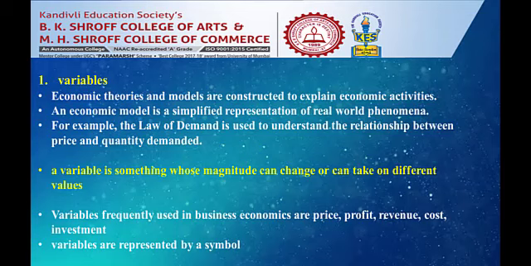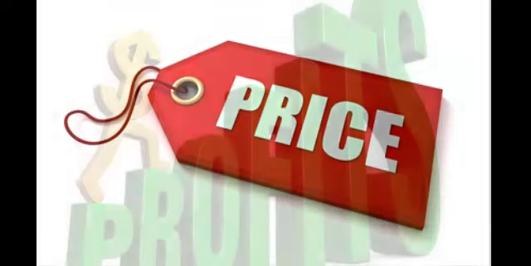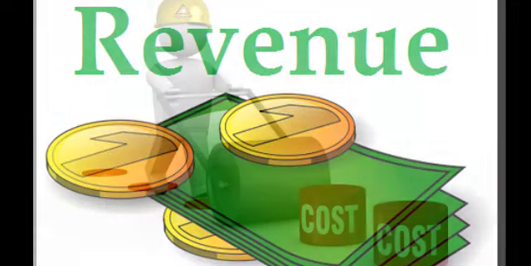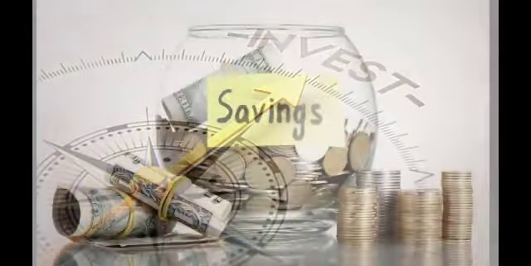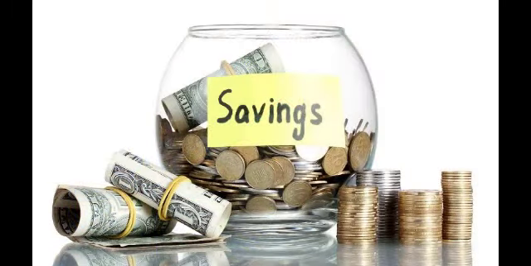A variable can be explained as something whose magnitude can change or can take on different values. Now, variables frequently used in business economics are price, profit, revenue, cost, investment, savings, etc. The variables are often represented by a symbol.